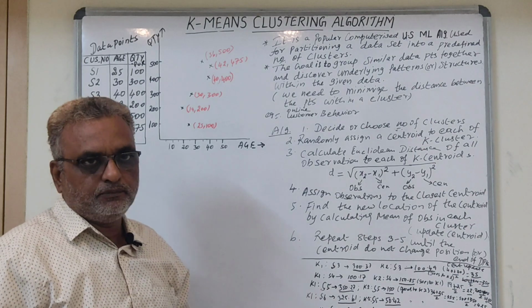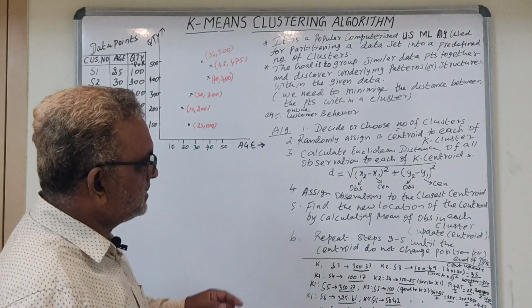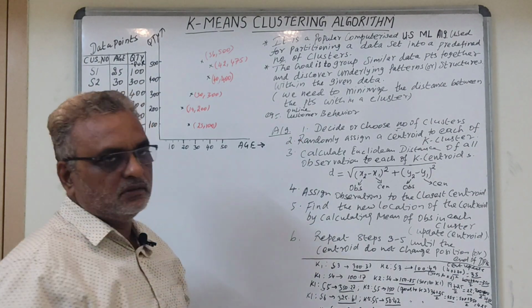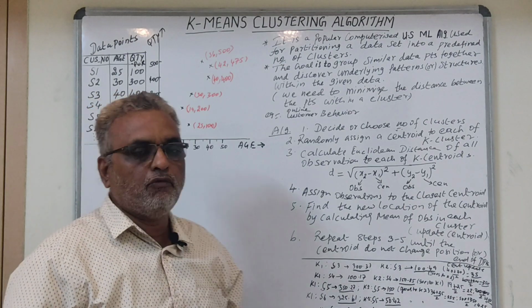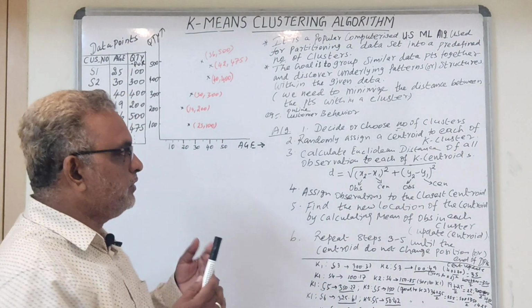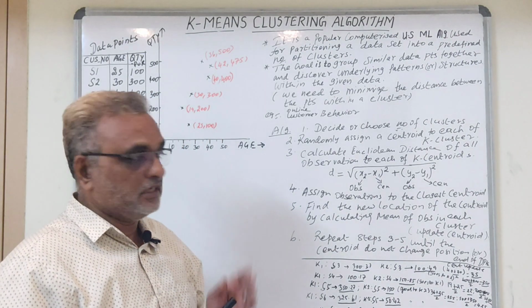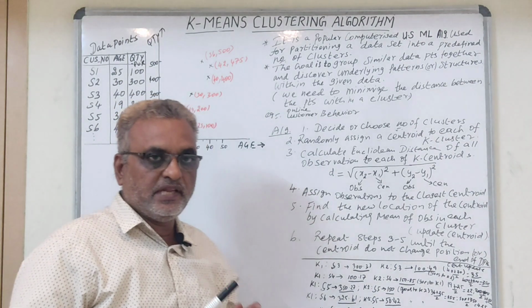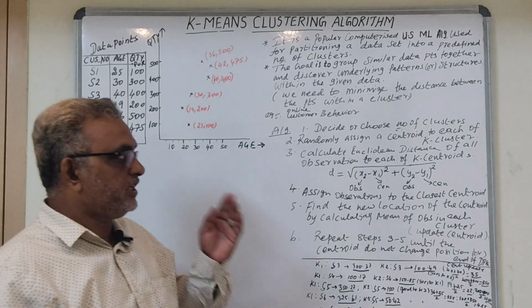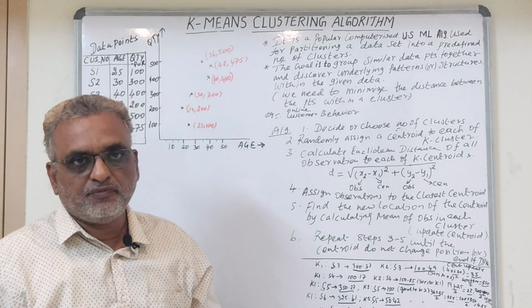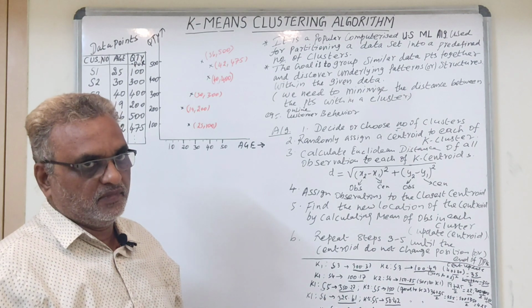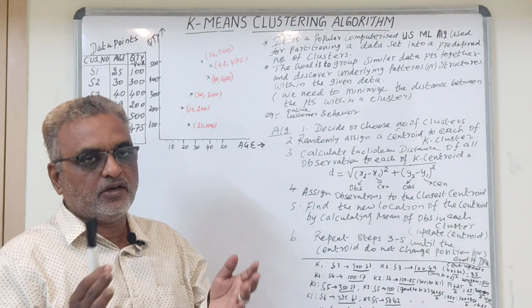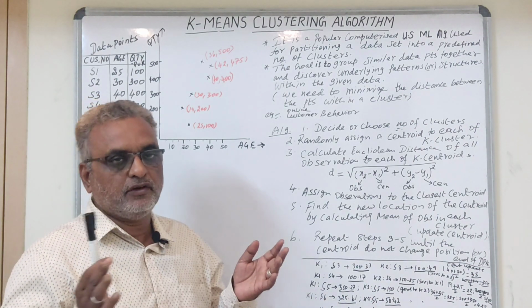Let us see the algorithm, the various steps. First one, decide or choose how many clusters you are going to have. Number two, randomly assign a centroid to each of the clusters. If you have two clusters, you have to assign two centroid values.